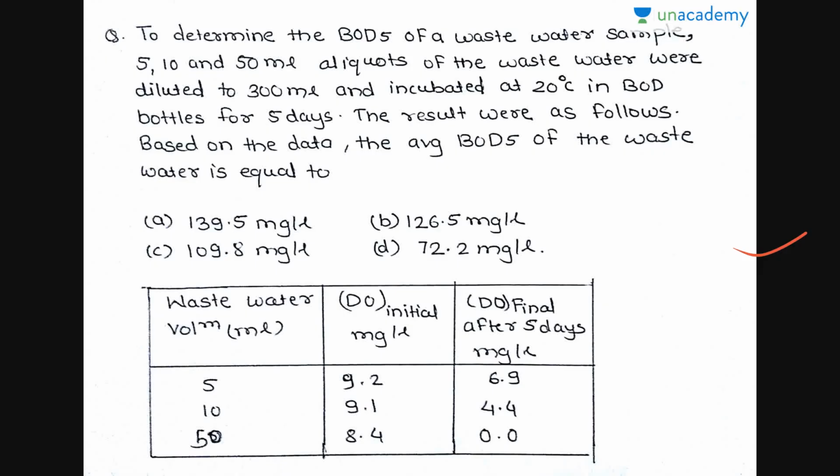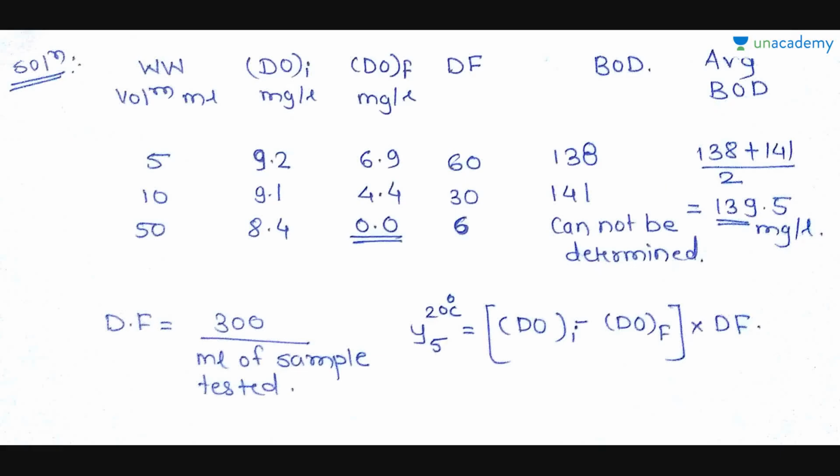So the correct option for this question is 139.5 mg per liter, the average BOD5 of the wastewater which is given in the question. So this is our expected answer.